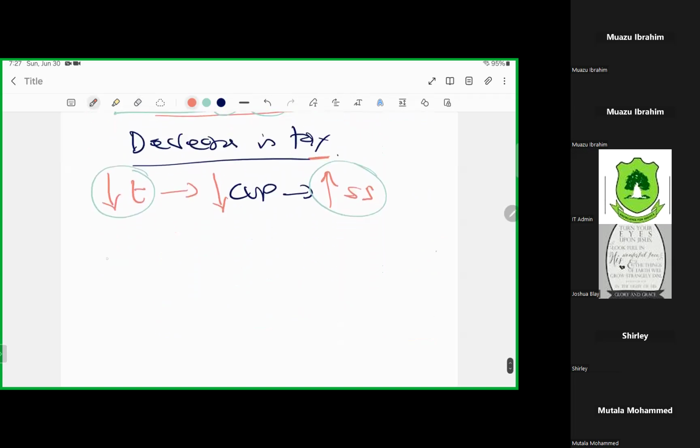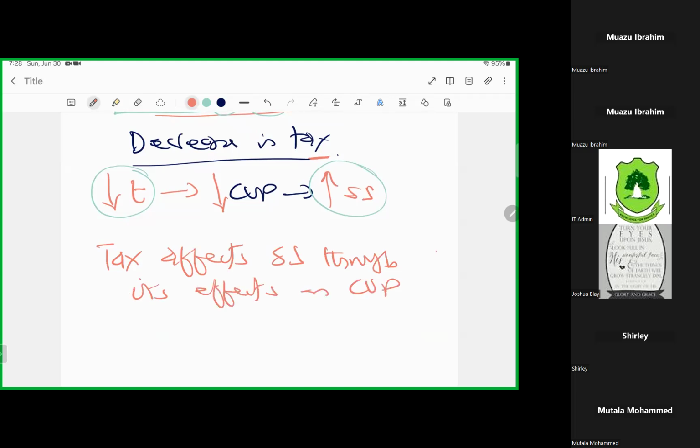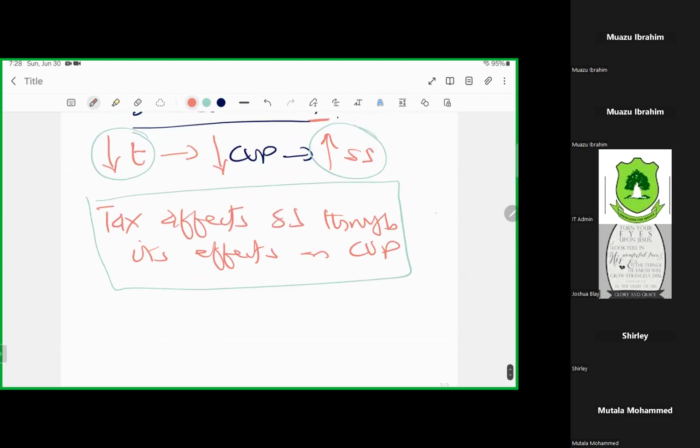So you will see that tax, please note, affects supply through its effects on the cost of production, which means that, please note, this will be coming in the exam, so I'm spending some time on it, an introduction of tax or imposition of tax first of all affects the supply equation, or affects the supply.